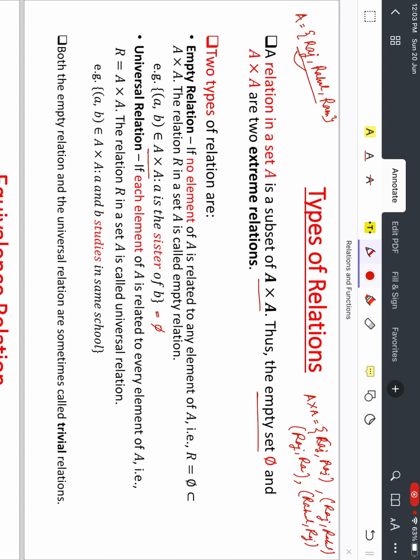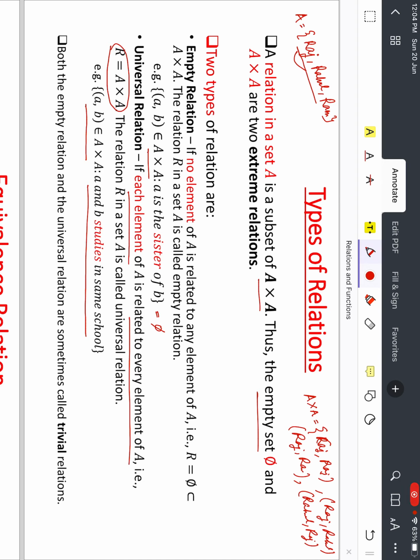So you see here that R is equal to A cross A. So the relation R is the Cartesian product of that same set. So if each element of A is related to every element of A, that is R is equal to A cross A, it is known as the universal relation. If I have to give you an example, it will be (A, B) where A and B study in the same school. Yes, you see (Raj, Raj) is an ordered pair. Yes, they study in the same school. He's the same person, he's studying in the same school. (Raj, Rahul), Raj and Rahul go to the same school. So this is a universal relation.